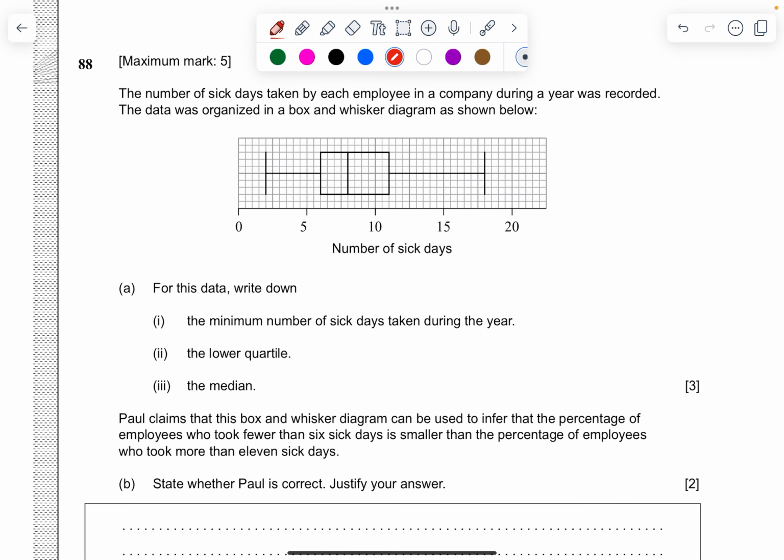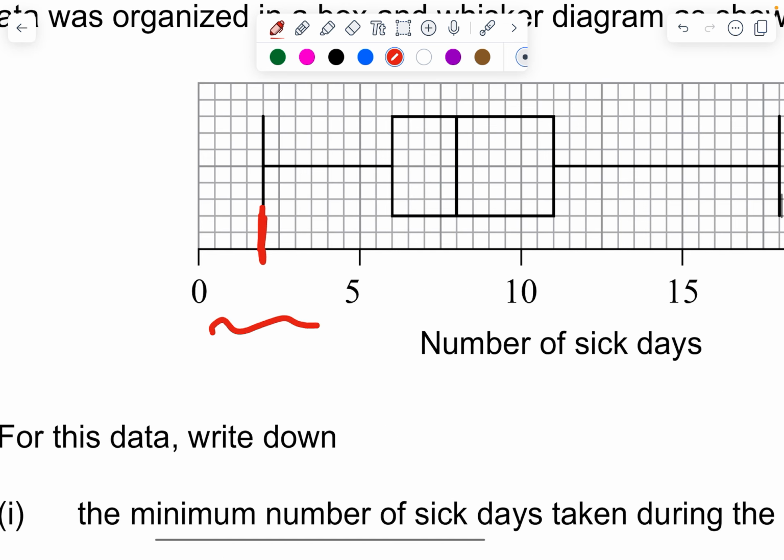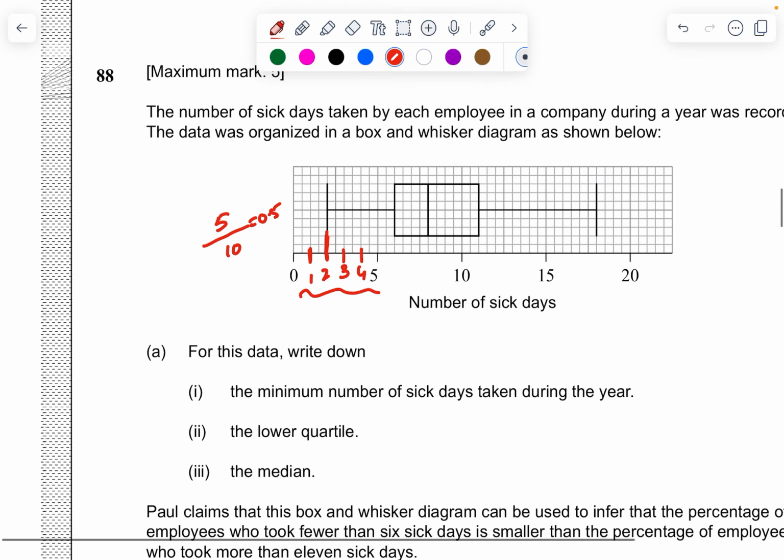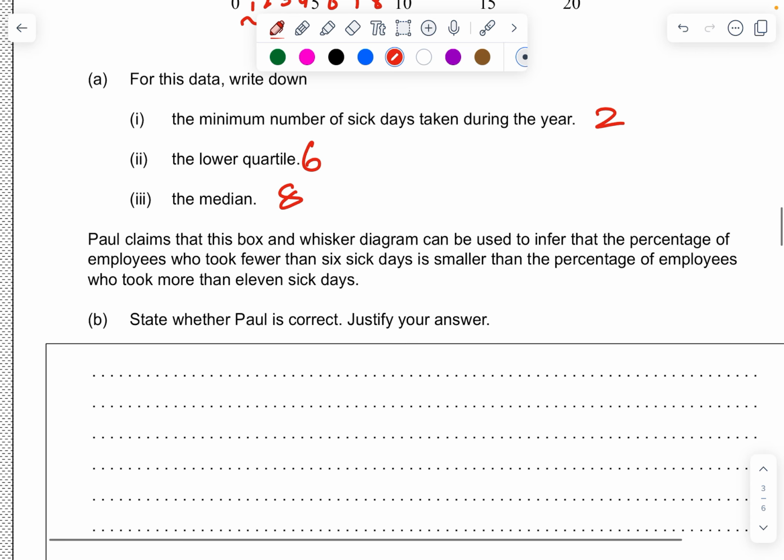Question number 88. Write down the minimum number of sticks. So this is going to be the minimum number of sticks. You can see that the gap is 5 and divided into 10 parts, so each part is going to be 0.5. So this is going to be 1, 2, 3, 4. So the minimum number of sick days is 2. Lower quartile is going to be 6. The median is going to be, this is 6, this is 7 and 8. Median is going to be 8.